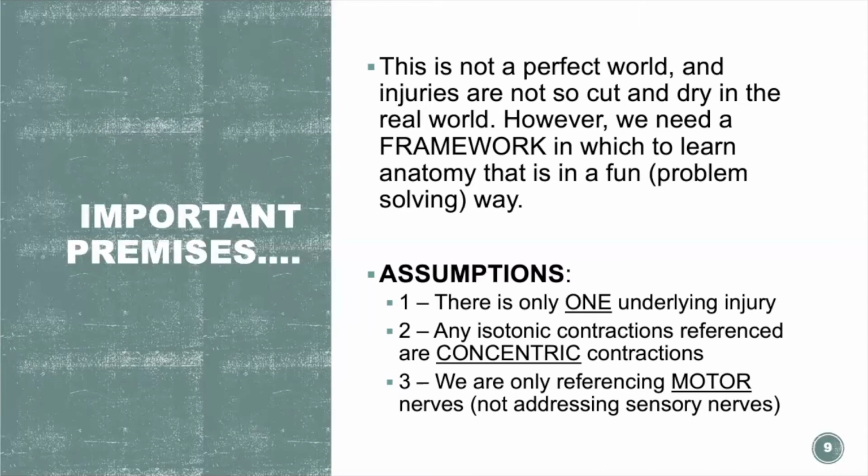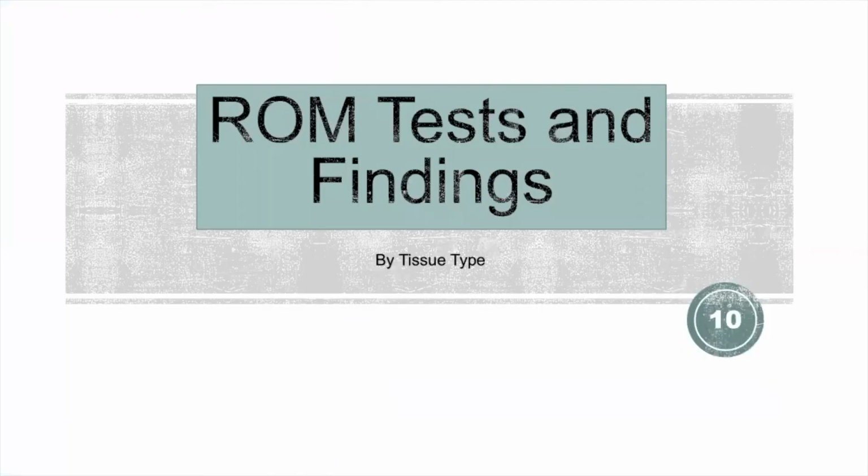So these are our three assumptions that we have. There's only one underlying injury. Any contractions that we're talking about are referenced as concentric contractions. And we are only talking about motor nerves when we're talking about the nerve injury.